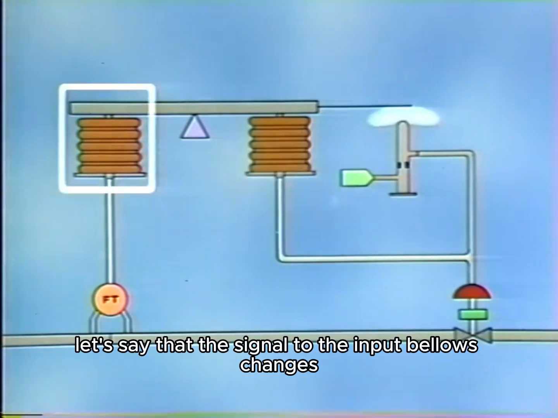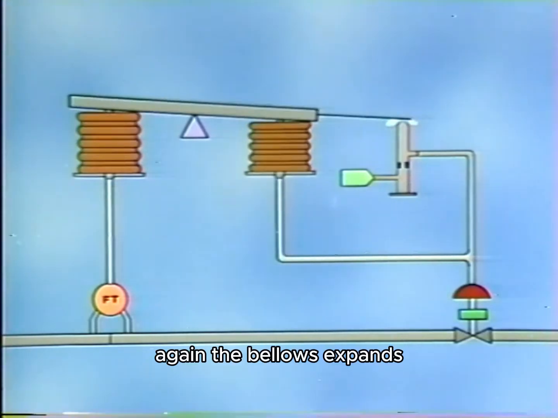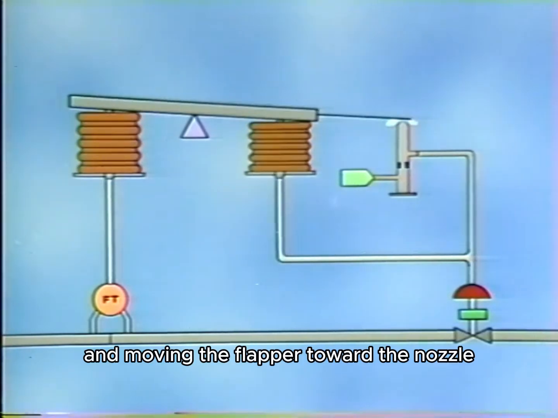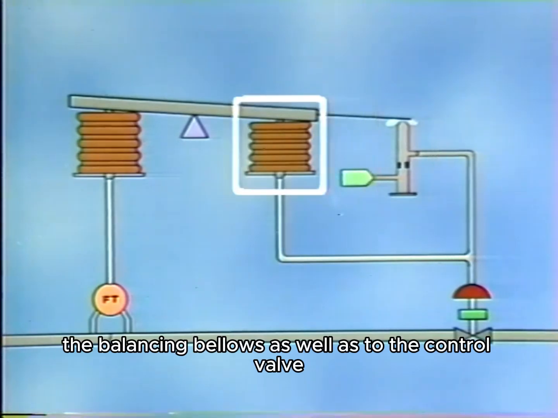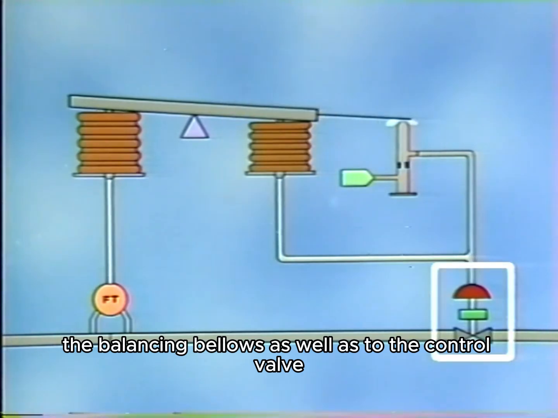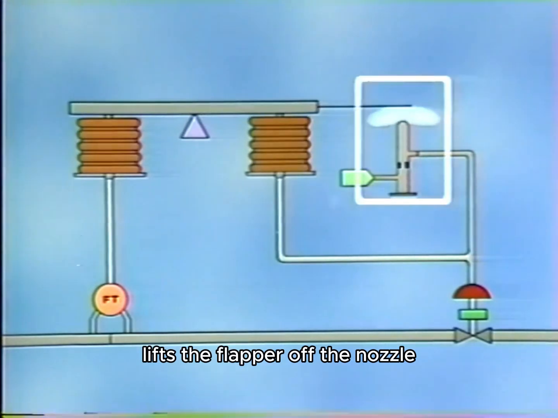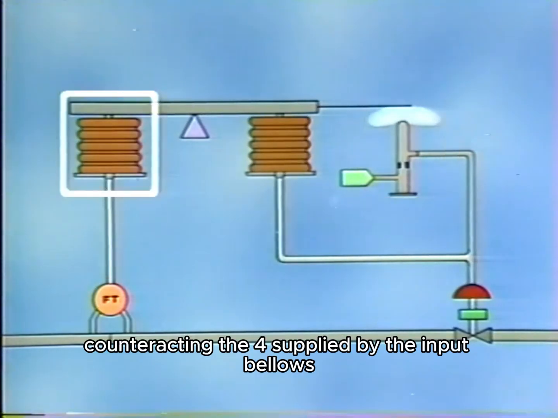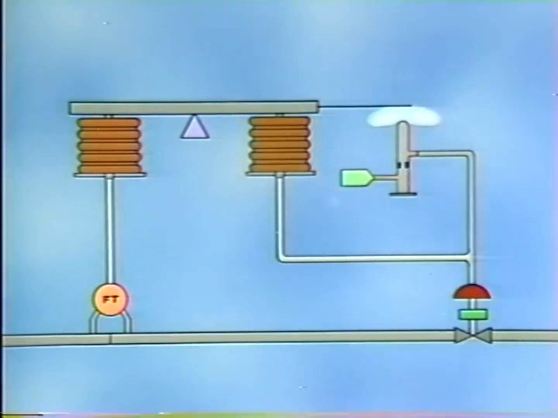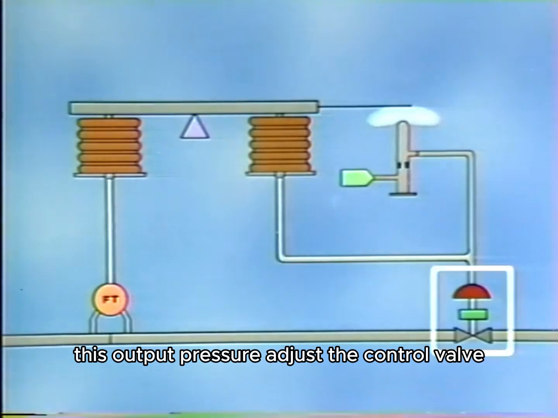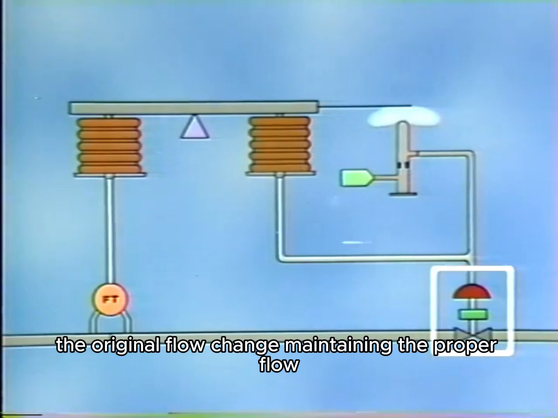Let's say that the signal to the input bellows changes, again from 4 to 6 psi. Again, the bellows expands, pivoting the beam and moving the flapper toward the nozzle. Only this time, the back pressure is transmitted to the balancing bellows as well as to the control valve. This back pressure in the balancing bellows lifts the flapper off the nozzle, counteracting the force applied by the input bellows until the input and output pressures are then balanced. Now, this output pressure adjusts the control valve until it precisely counteracts the original flow change, maintaining the proper flow.